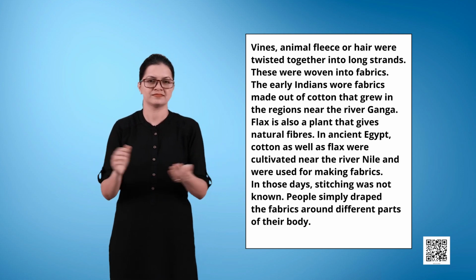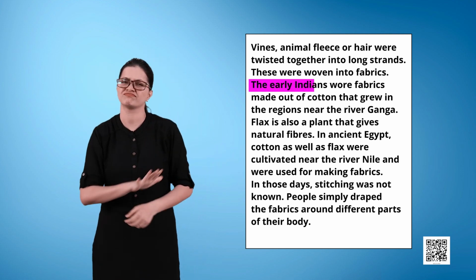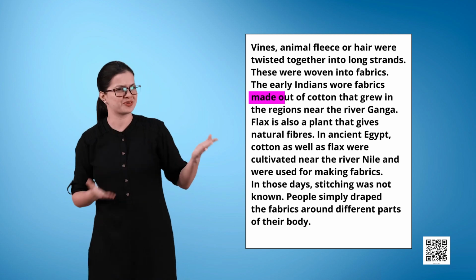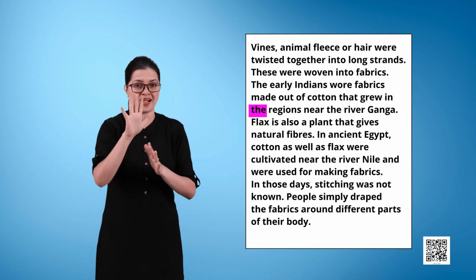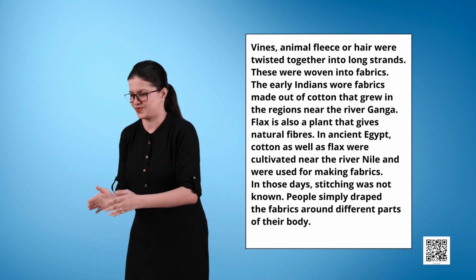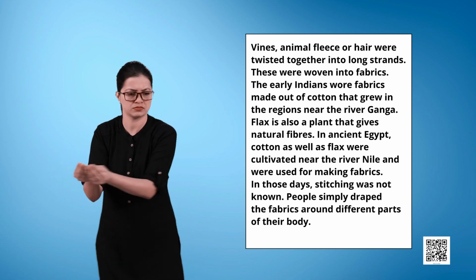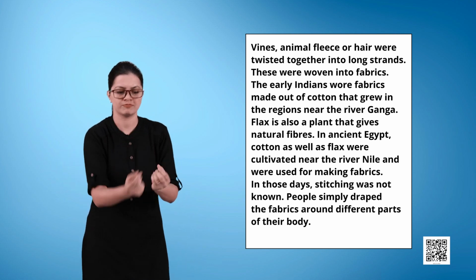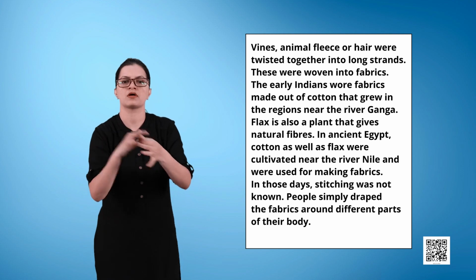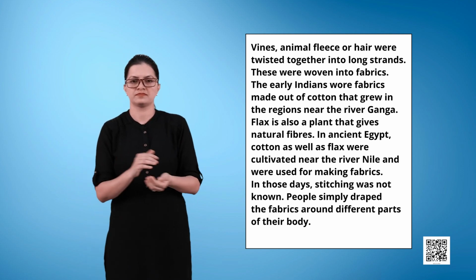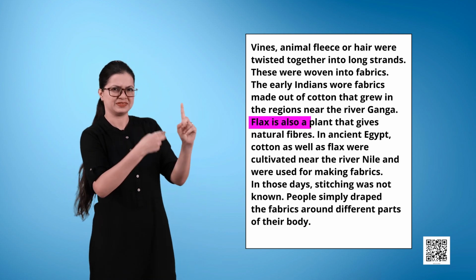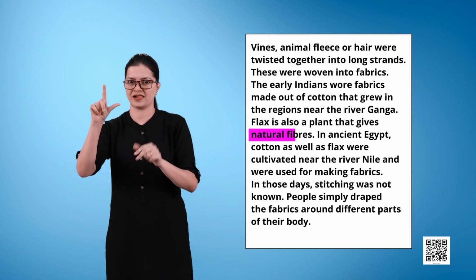The early Indians wore fabrics made out of cotton that grew in the regions near the river Ganga. Flax is also a plant that gives natural fibers.